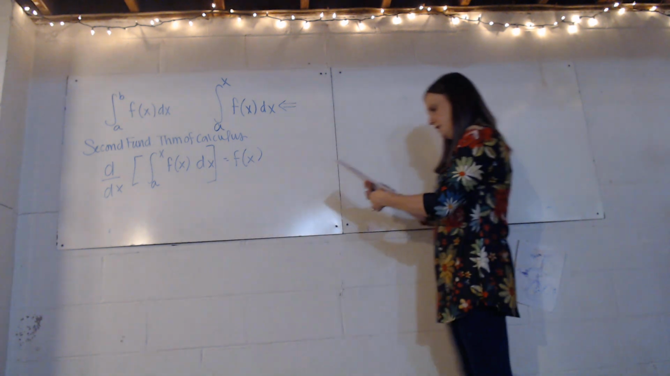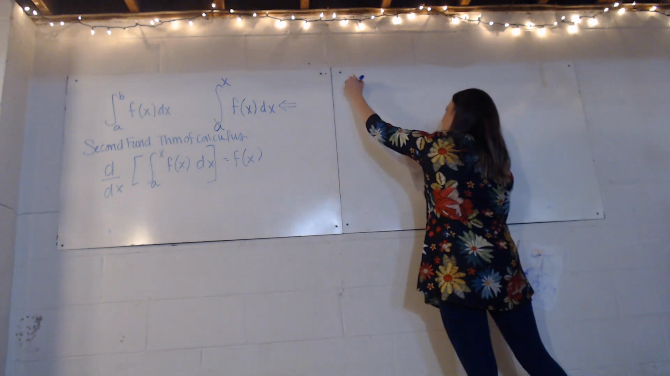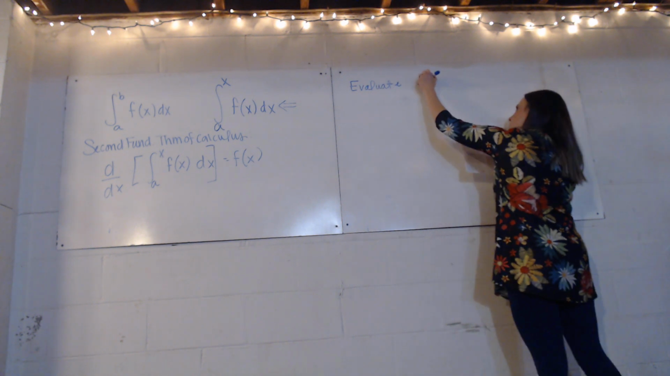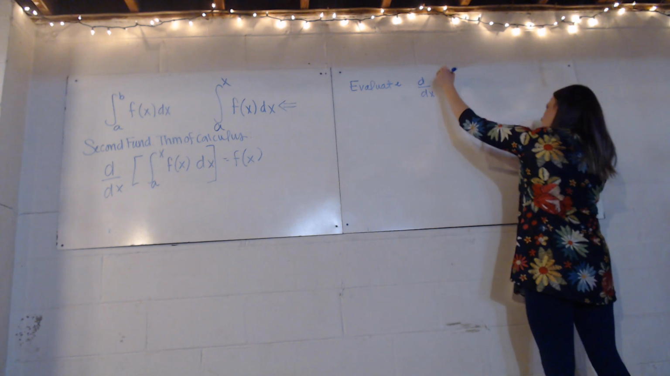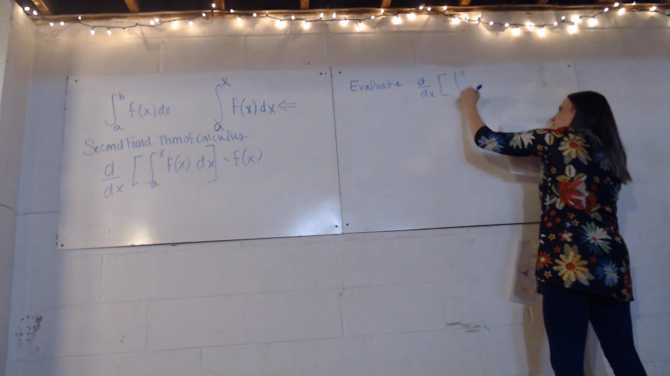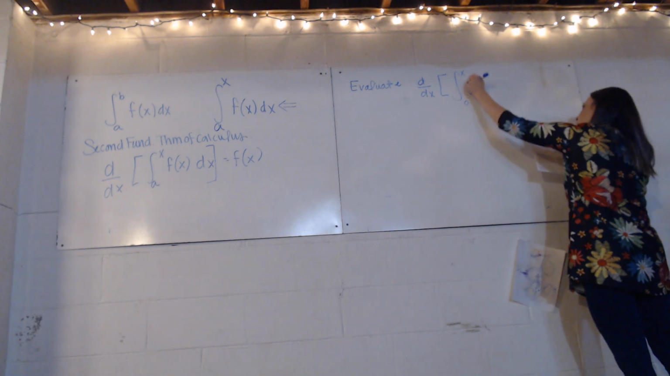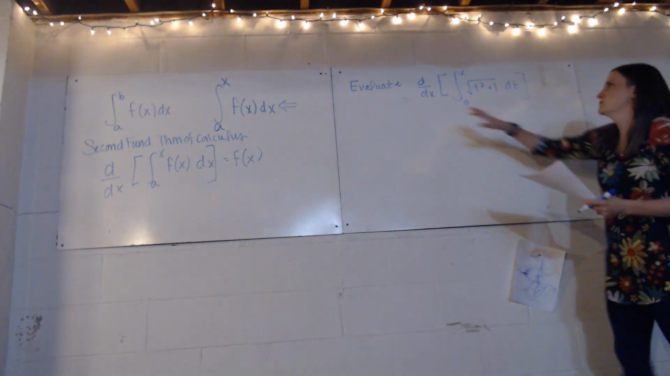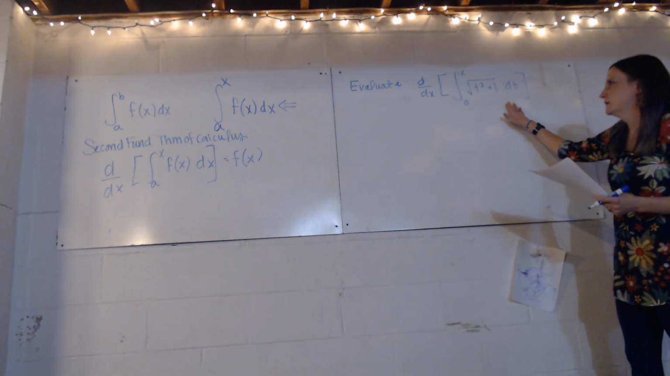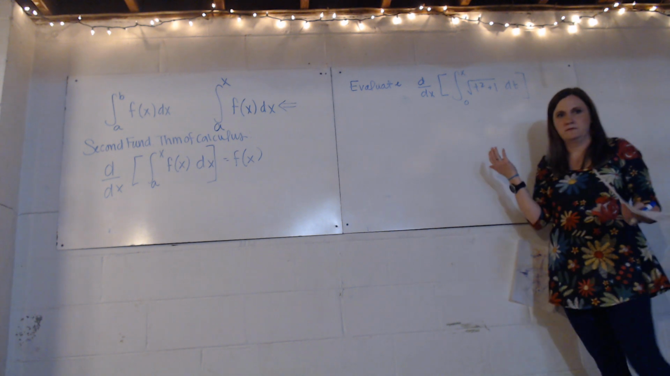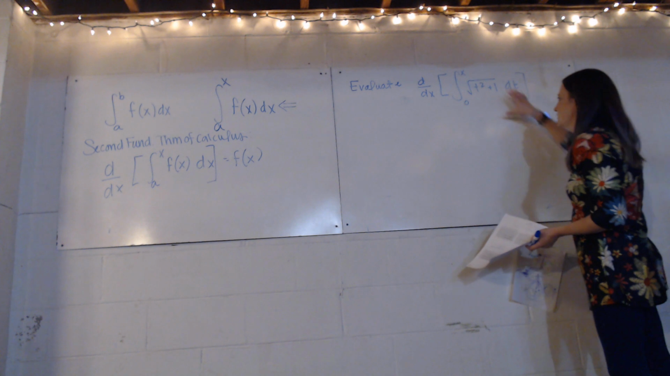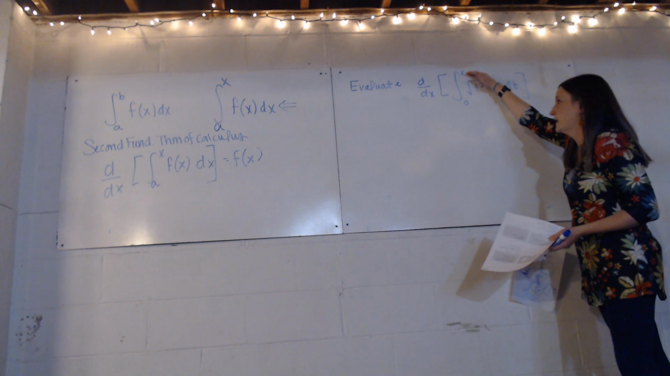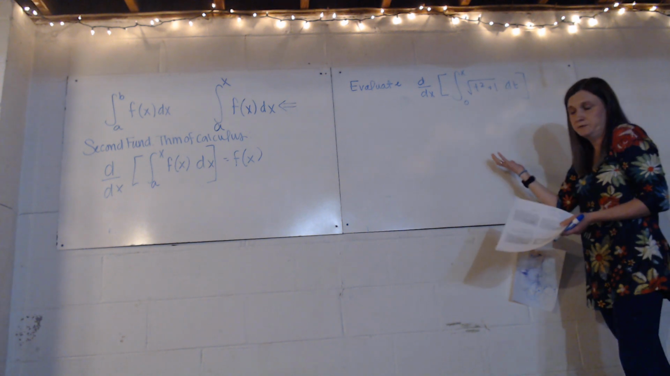The practice problem in the PowerPoint is: evaluate the derivative of the integral from 0 up to x of t squared plus 1 with respect to t. So we want to know the derivative of this whole thing. It's kind of complicated. One way to do it would be to integrate this, put in the value for x, then take the derivative of that answer, and we will get something.